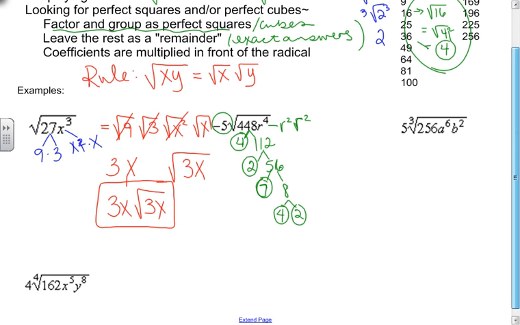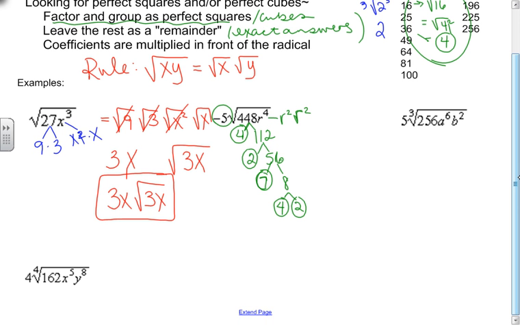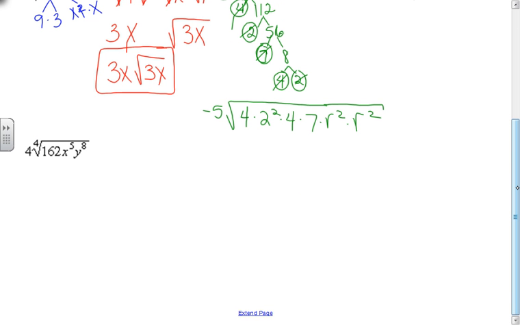So to rewrite this so I don't lose anything, I have negative 5 out front, square root of 4 times, I have 2 2's, 2 squared, times 4 times 7 times r squared times r squared. So you want to be very precise in your factoring and your rewriting so you don't accidentally leave a term out. Now I can go ahead and say negative 5, draw my radical for my leftovers.